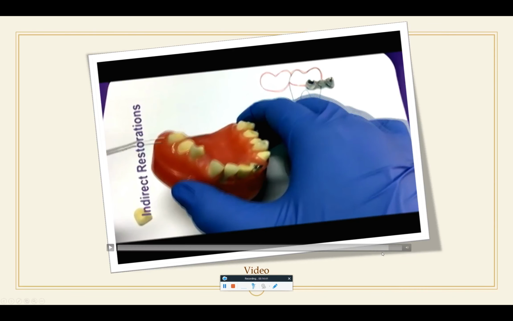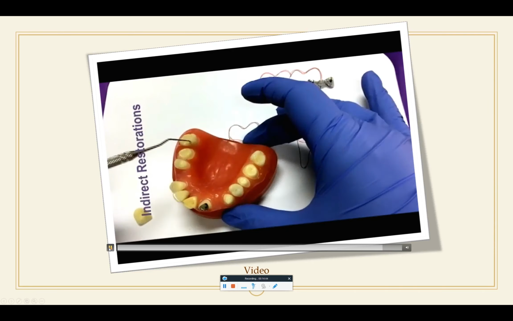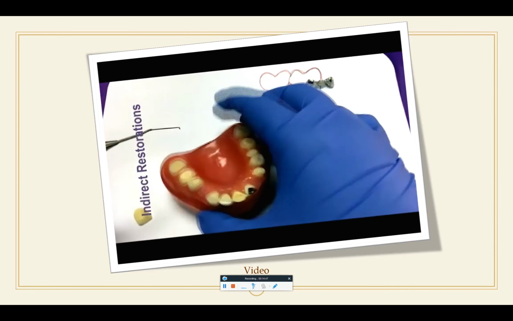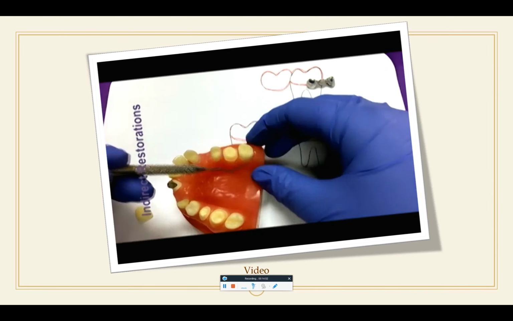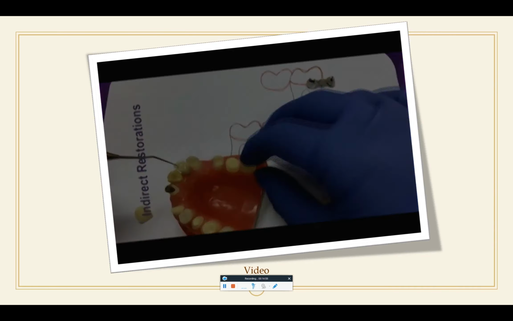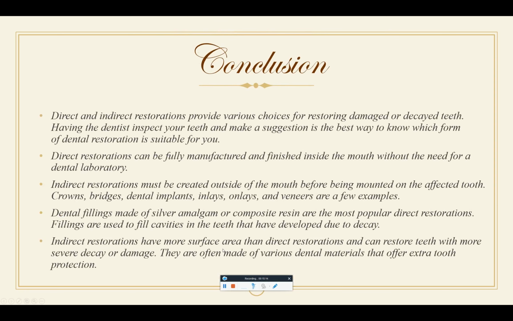An onlay covers at least one cusp of the tooth. It sits on and covers one or more cusps, and sometimes a corner, which is the lingual and occlusal, and has some of the buccal surface. We can say a quarter of the tooth, and sometimes including the edge of the buccal surface. And next is the conclusion about direct and indirect restoration.